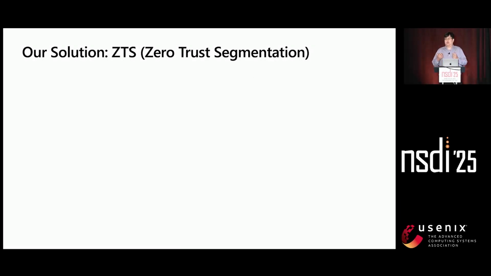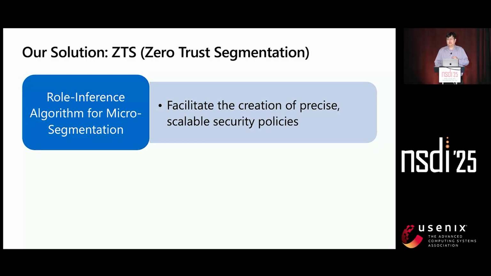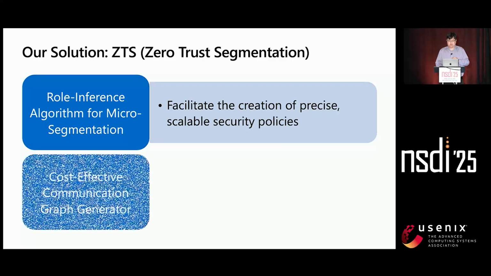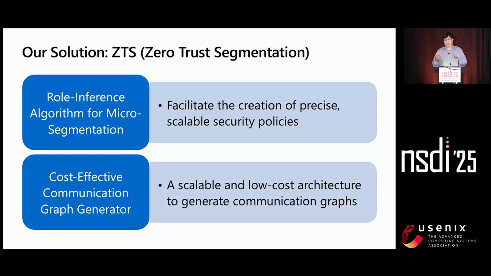So in this talk, we're going to introduce a solution called ZTS, which is zero trust segmentation. It has two major components. The first is a very effective role inference algorithm that can facilitate large-scale policy creation much more efficiently. The other is a pipeline that can generate communication graphs very efficiently, at much lower cost than existing solutions. Next, we're going to first talk about the first component.